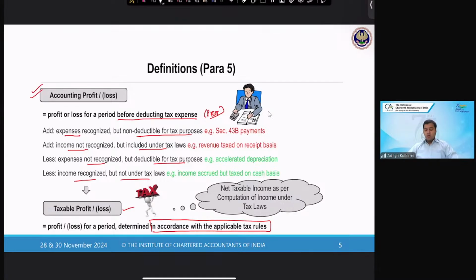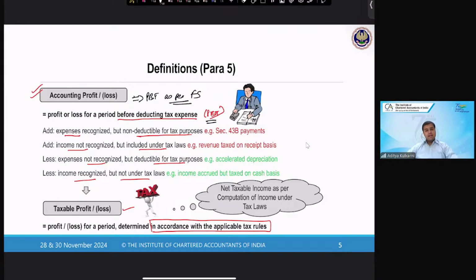Okay, one is your accounting profit or loss. Accounting profit or loss is nothing but your profit before tax as per financial statements. Okay, you can see here PBT as per financial statements.